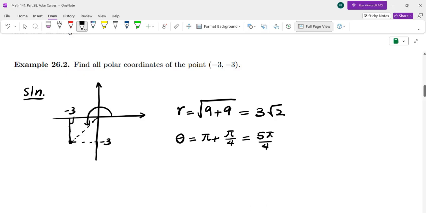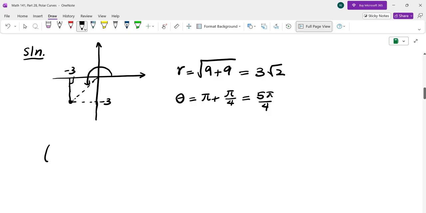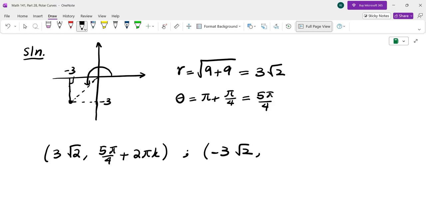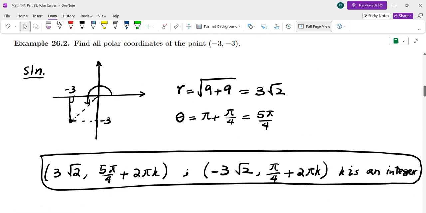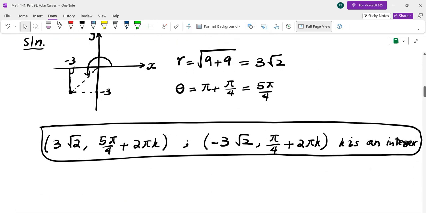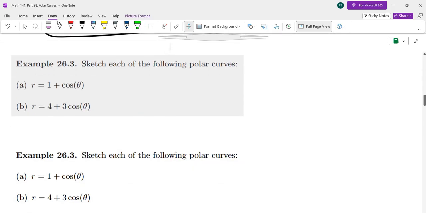which is 5 pi over 4. So all of its polar coordinates are going to be 3 root 2, 5 pi over 4 plus 2 pi k, or minus 3 root 2, and then we have to subtract pi from that. We get pi over 4 plus 2 pi k, and of course k is an integer. So these are going to be all of the possible polar coordinates of this given point, -3, -3. So -3, -3 are the coordinates of this point in the Cartesian coordinate system.